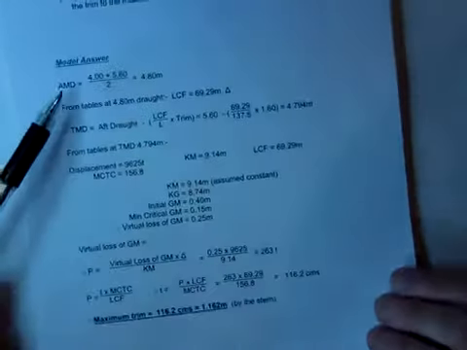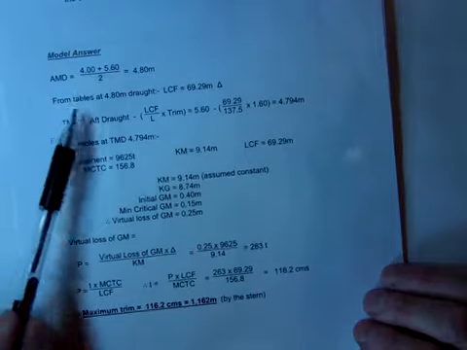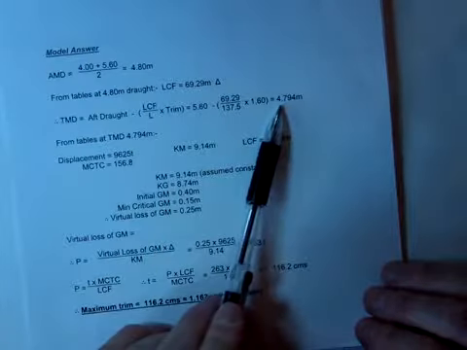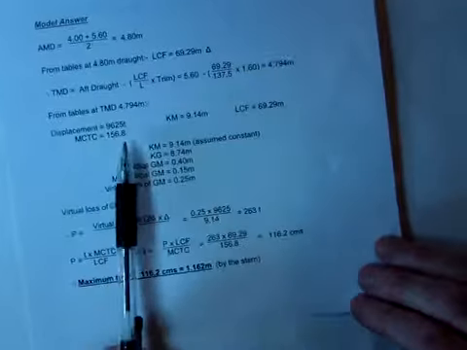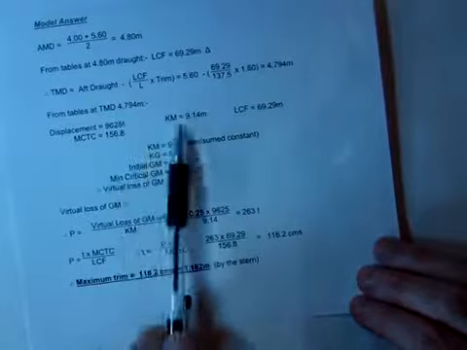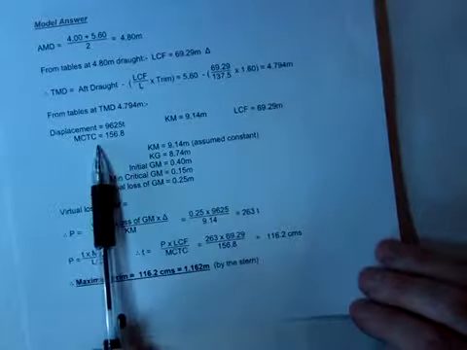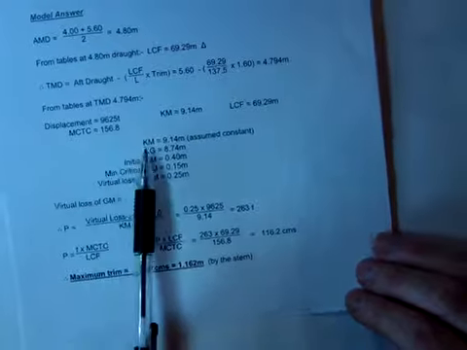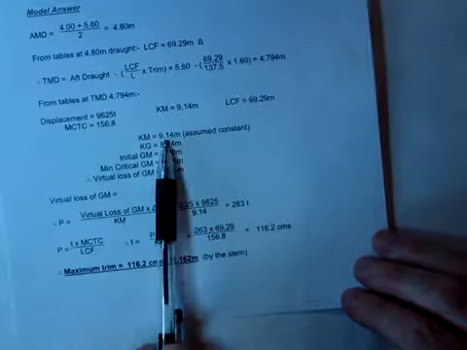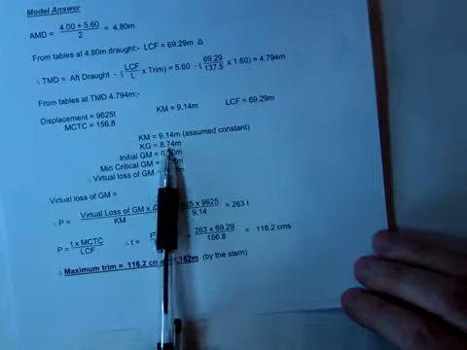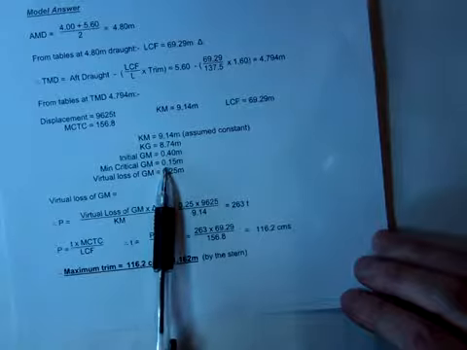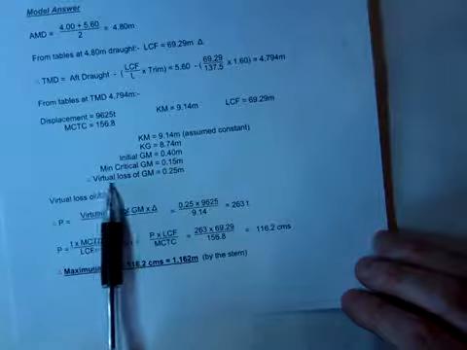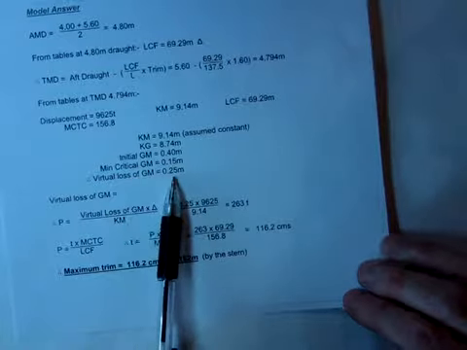So here we go, let's have a look. We've got our average mean draft, get the LCF, and then get our true mean draft, 4.794. At 4.794, go in the tables and get these four values. You're going to need all four: displacement, Km, LCF, MCTC. As we said earlier on, Km is constant, 9.14. KG isn't going to change, 8.74. So the initial GM is going to be 0.4. We have to have a minimum of 0.15. Therefore, the virtual loss of GM is going to be 0.25.